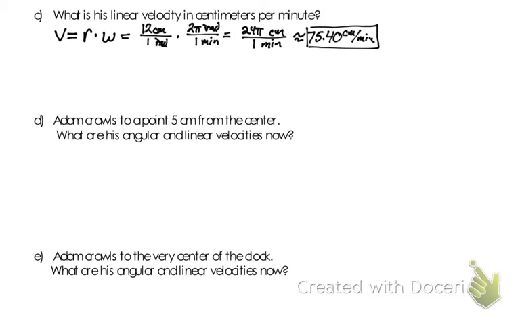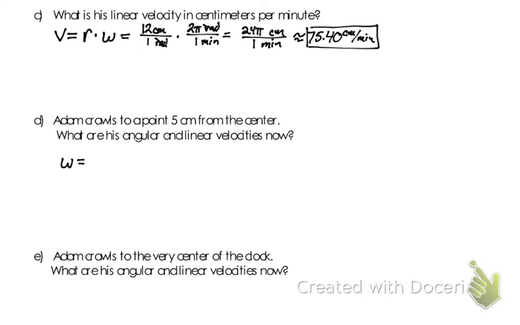Okay, cool. Now the next thing says Adam crawls to a point 5 centimeters from the center. So it's the same thing, just change the 12 to a 5. What's his angular velocity now if he's 5 centimeters away from the center? It's the same. How long does it take him to do one full revolution? Same, 1 minute, right? So his angular velocity is going to be exactly the same.